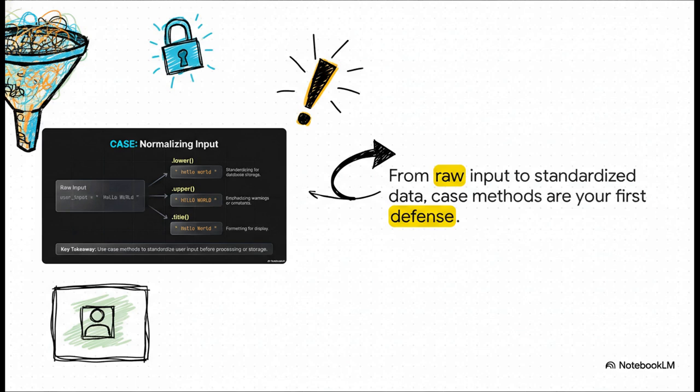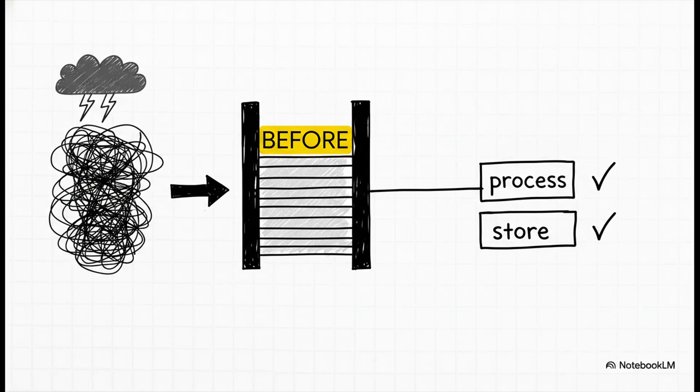On the other hand, you can use .upper to make a warning message really stand out, or something like .title to format a name for a nice, clean user interface. See? Every method has its purpose. So, if you remember one thing from this section, make it this. Always, always standardize your input before you do anything else with it. It is the single most effective thing you can do to prevent a whole world of headaches down the line. Trust me on that one.